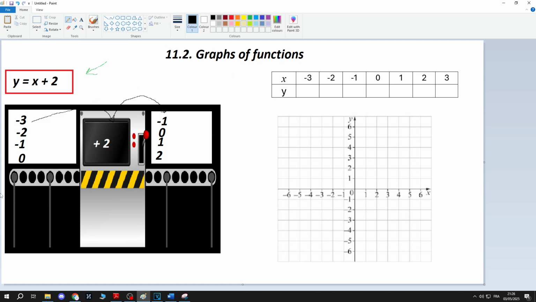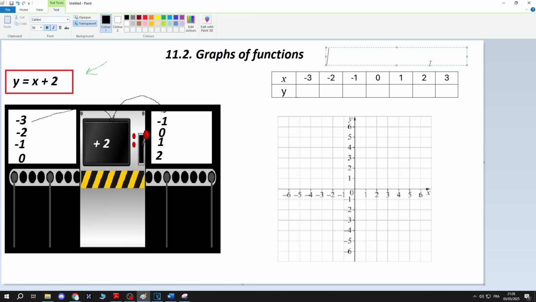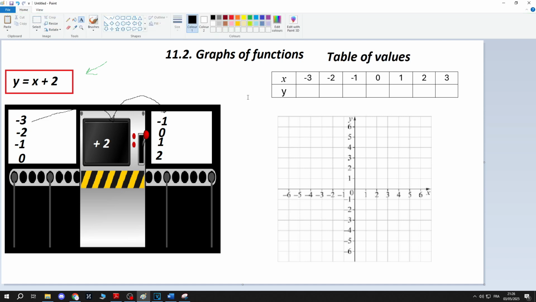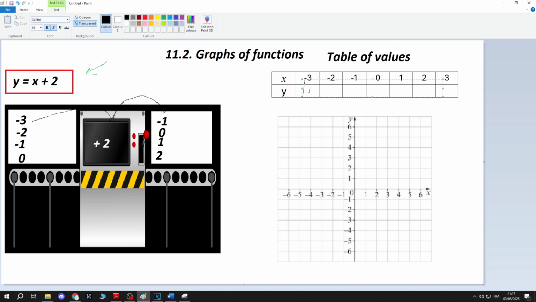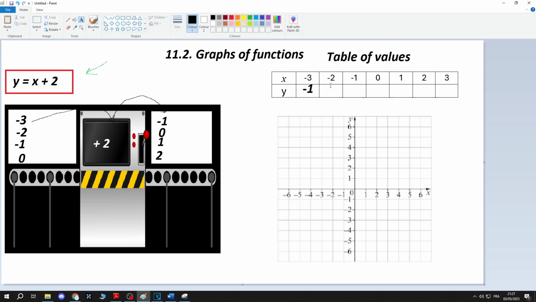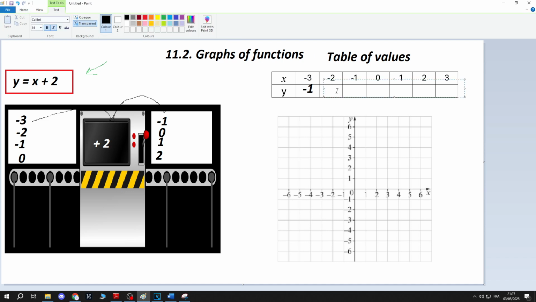Now, would we be able to draw a conveyor belt in our quiz or on any exam for that matter? Well, of course not. So what is the mathematical way of doing things, or what is the best way to represent all of these possible numbers? Well, if you look here, it would be the table of values. And the table of values allows us to choose certain values for x and see what y becomes. So if x is -3, then y is -1. If x is -2, y is 0.